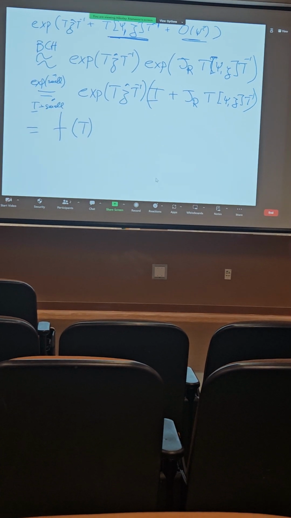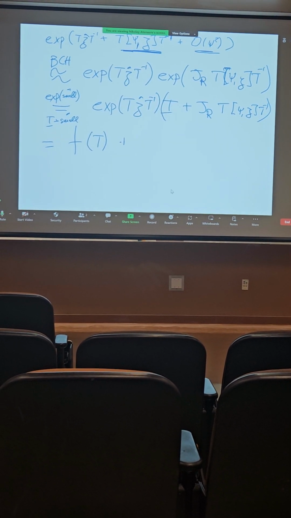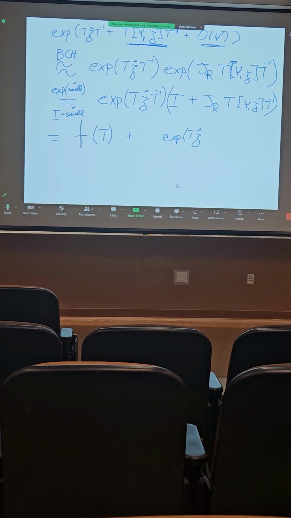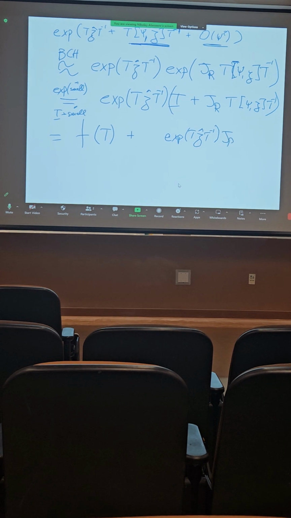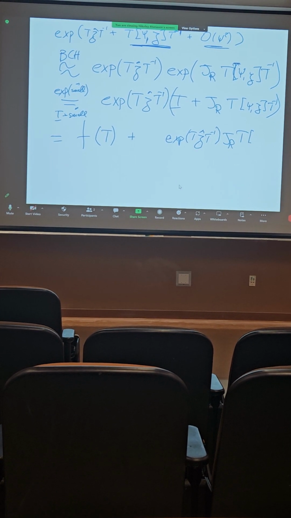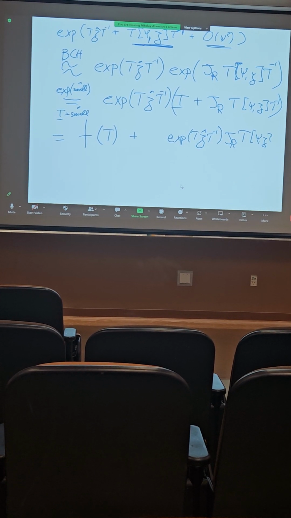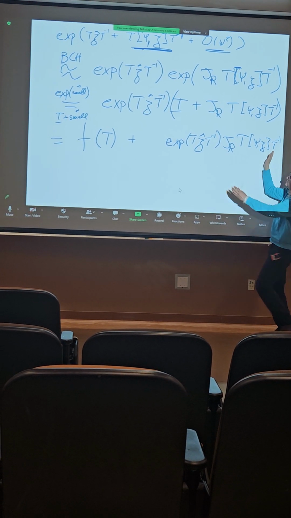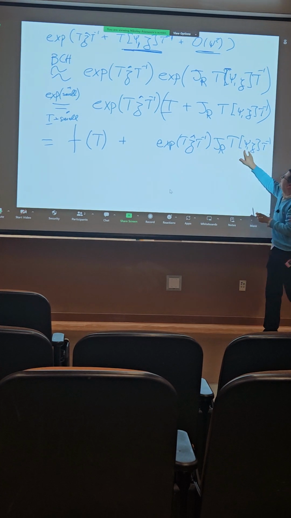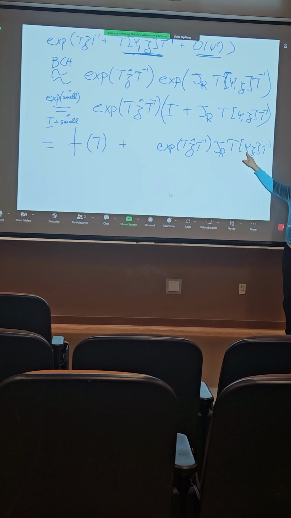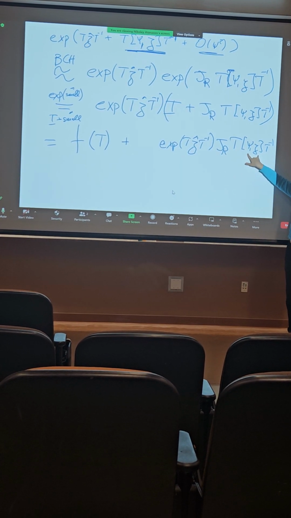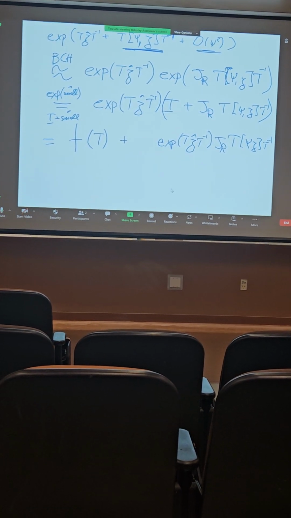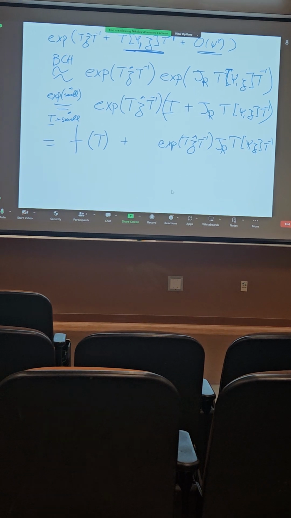So in the end, we get this to look like, this is the original function we started with, f(T), plus we have exp of T zeta T inverse times JR T inverse, and we're almost there. Now, this is almost the gradient. We need to make it linear inside. So we will need to use a little more properties of the bracket here to get it. But this is a harder version of what we will see.